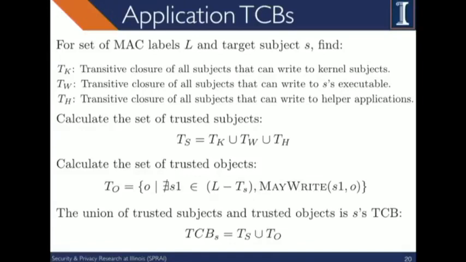And then finally, we have T sub h, which is the set of subjects that can write to my helper applications. So you'll recall I used Apache in my example. Apache actually identifies additional applications and subjects within its policy, such as htaccess, which says, this is a different entity, but I depend on it. And so we need to identify all of the subjects that can write to those helper applications.